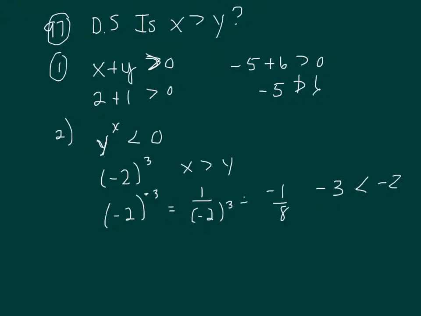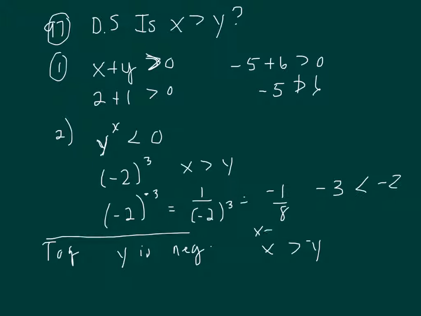So what do I have here? Let's put both clues together. We know from clue 2 that y is negative. We're trying to figure out if x is greater than y. Well, if I take clue 1 and solve it for x, I get x is greater than negative y, because you moved it to the other side.